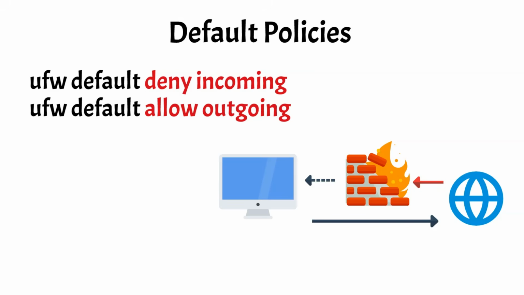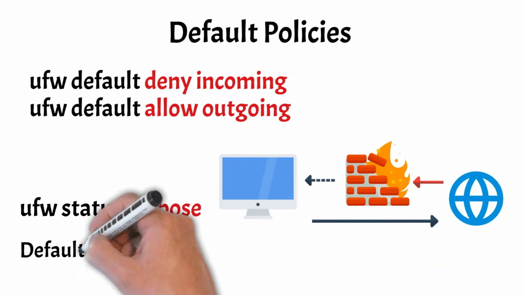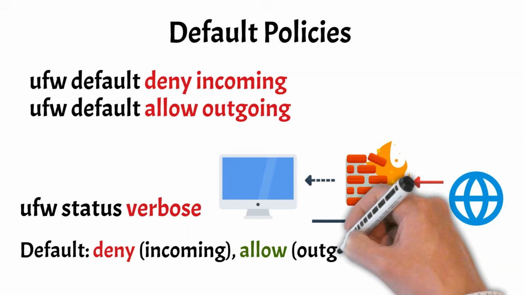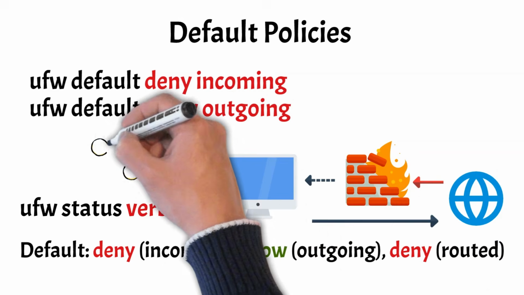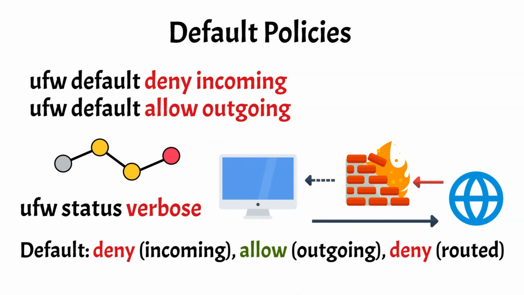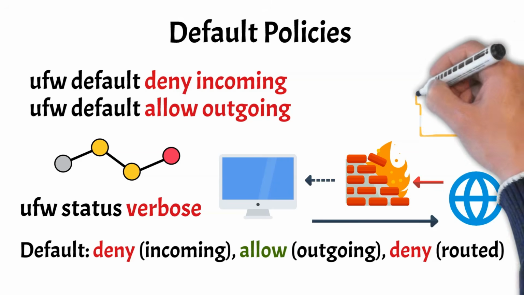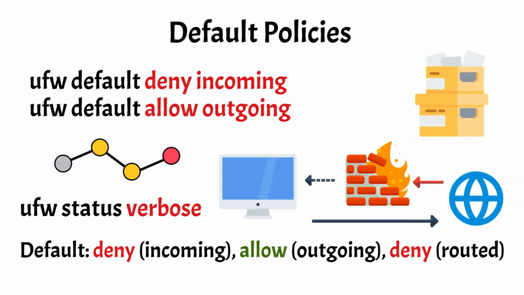You can confirm these settings using UFW status verbose, where you'll see the current default policies, including incoming, outgoing, and routed traffic. Routed traffic refers to traffic passing through the system, which is also denied by default. In practice, this setup creates a secure baseline. Everything is blocked unless you explicitly allow it with a rule. You can think of these defaults as the foundation, while the rules you add act as exceptions on top.